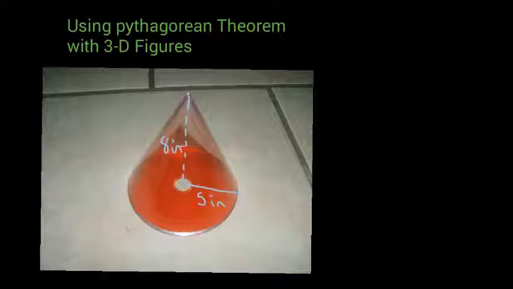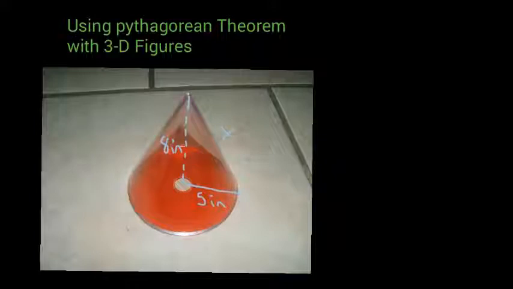Alright, we're going to talk about using the Pythagorean Theorem with 3D figures. So I have a cone there, and I need to find our slant height, because if we wanted to find surface area, we need the slant height. You can find it without the slant height, but it's much easier if you have it. So what I have here is the radius and the height of that cone. So my radius is 5 and my height is 8.